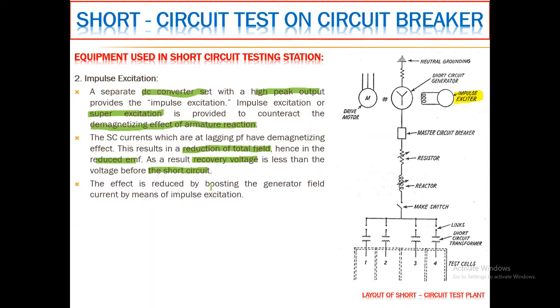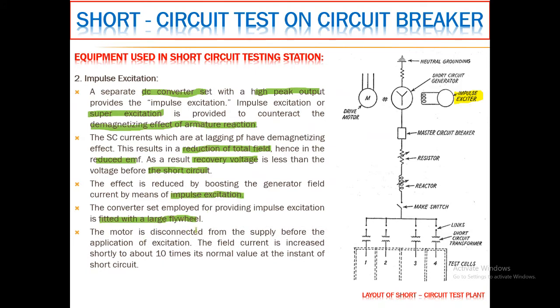Okay, so the effect can be reduced by boosting the generator field current by means of impulse excitation. So that is the role of the impulse exciter. The impulse exciter will counteract the demagnetizing effect of armature reaction and strengthen the field which is lost due to the demagnetization. The converter set employed for providing impulse excitation is fitted with a large flywheel, and the motor is disconnected.